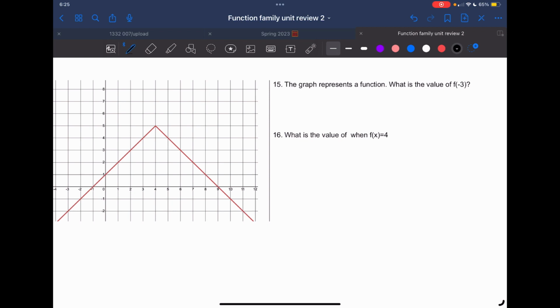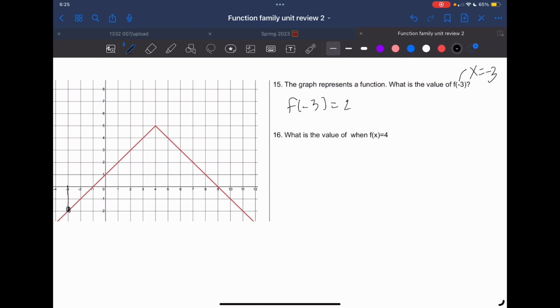The graph represents a function. What is the value of f(-3)? So remember, what's in the parentheses is x. So x equals negative 3. So negative 3 is right here. We go down. Our value of f(-3) is going to equal 2.